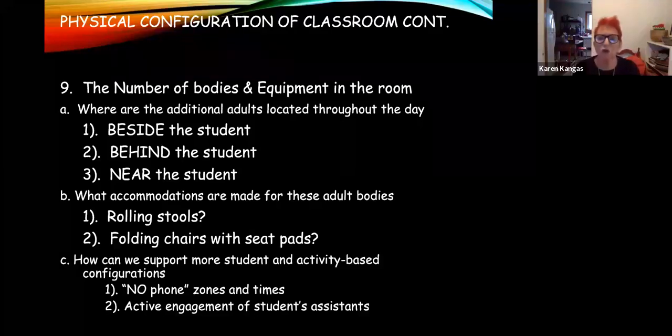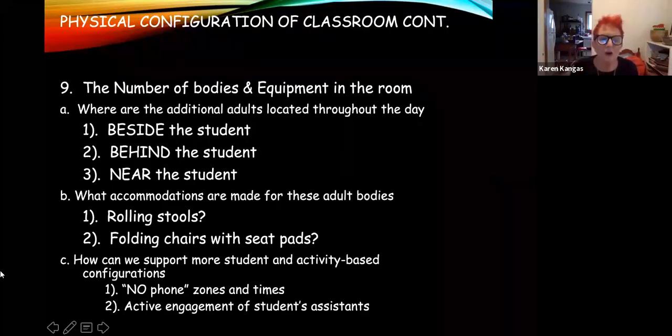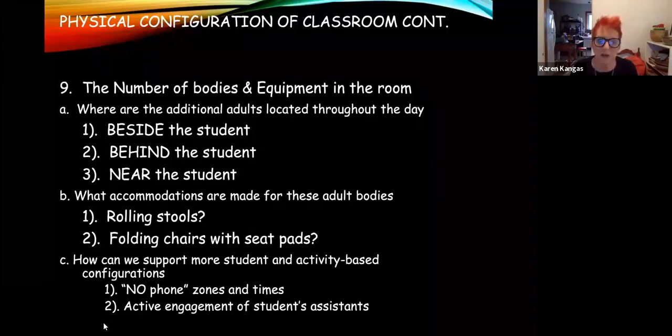So the paraprofessional in this active engagement zone is expected to be actively engaged, but in this no phone zone, they're to be there if needed. So they're going to be behind the student, but they can't be on their phone. Okay. So all of these things directly relate to how does that neuronal pathway develop of what is going to, how do I anticipate what's going to happen with this activity?